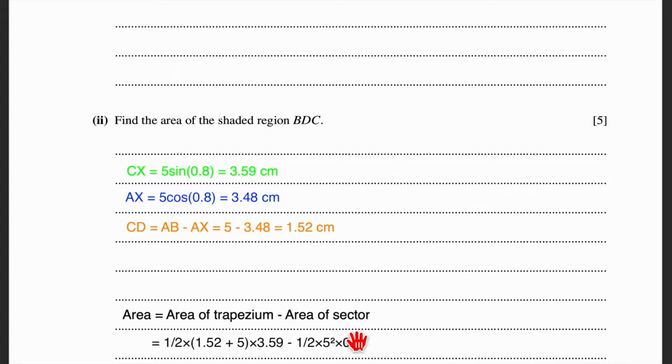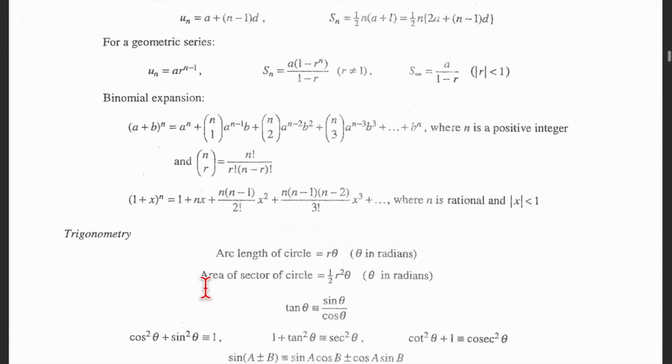The area of the sector is given by a half times the radius squared times the angle in radians. And you're actually given that on the formula sheet. Here it is. The area of a sector of a circle is a half times the radius squared times the angle, where the angle is in radians.